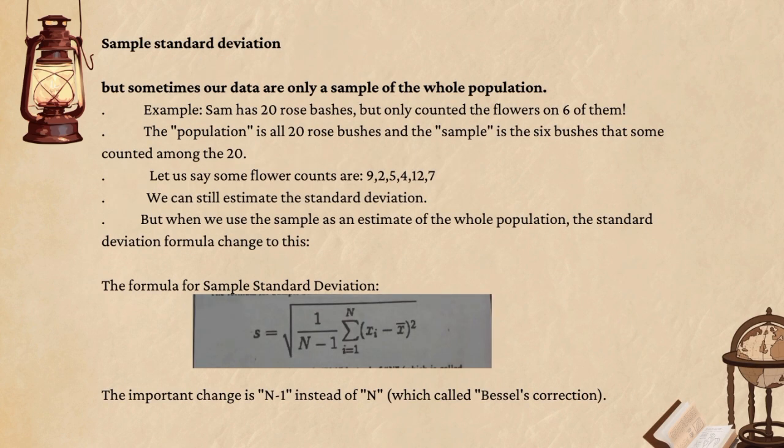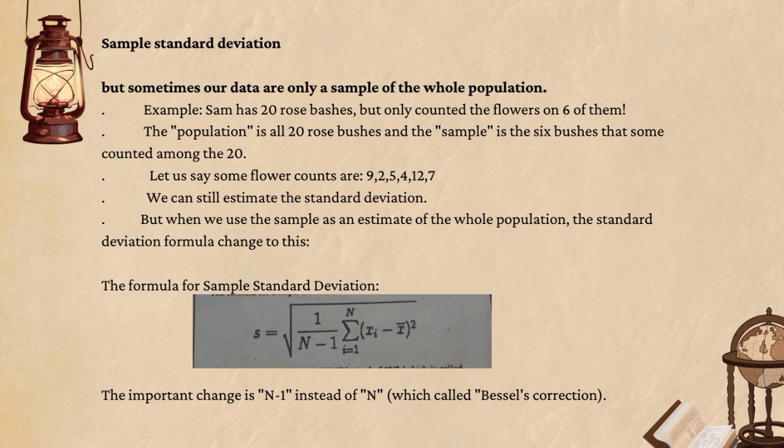So, next, we have sample standard deviation. But sometimes, our data are only a sample of the whole population. So, example, Sam has 20 rose bushes, but only counted the flowers on 6 of them. Yung 20 rose bushes ni Sam, ang bibilangin lang ay 6. The population is all 20 rose bushes, and the sample is the 6 bushes that Sam counted among the 20.